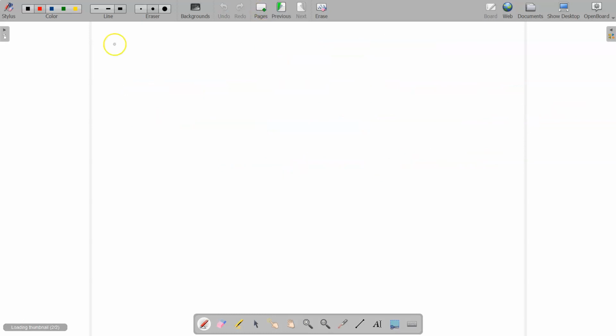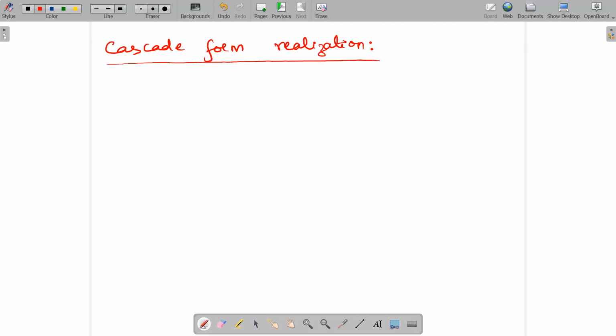Let us see first the cascade form realization. What do you mean by cascade form realization? Cascade form realization is one where you split your transfer function into multiple sub-transfer functions. That is, given your H of z, we are going to split this into multiple transfer functions, H1 of z into H2 of z into H3 of z, and so on.